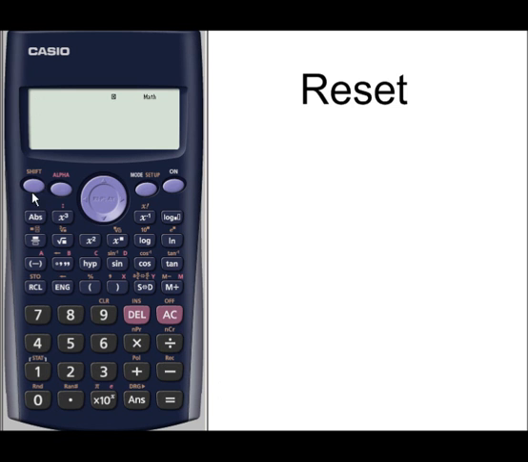Okay, so remember this: Shift 9 3 equals AC.